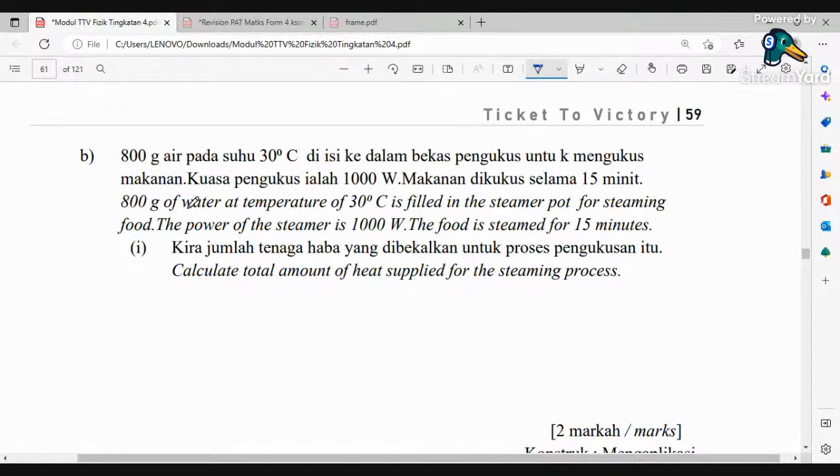Okay, bahagian B, 800 gram of water at temperature of 30 is filled in the steamer pot for steaming food. The power of steamer is 1000 watt. The food is steamed for 50 minutes. Calculate total amount of heat supplied for the steaming process. Okay, heat supplied by heater, Pt.